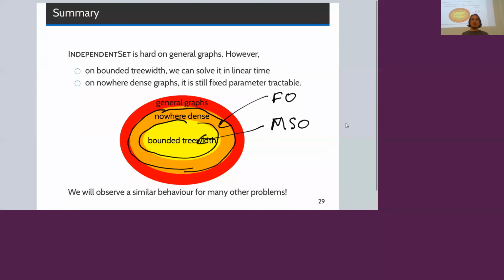Any other questions so far? Could you explain the difference between monadic second order logic and second order logic?